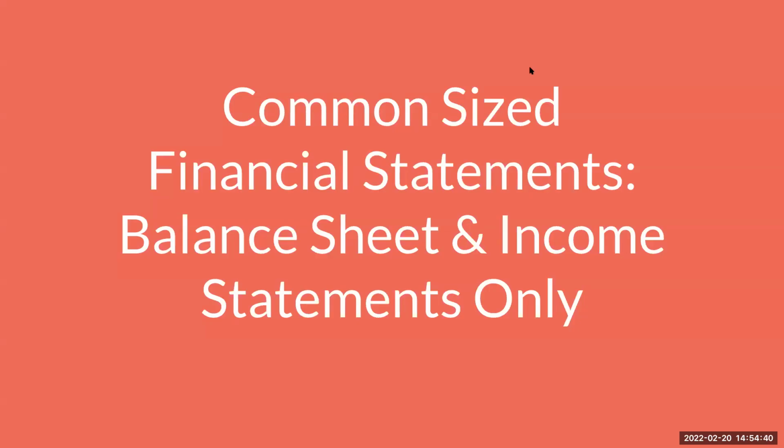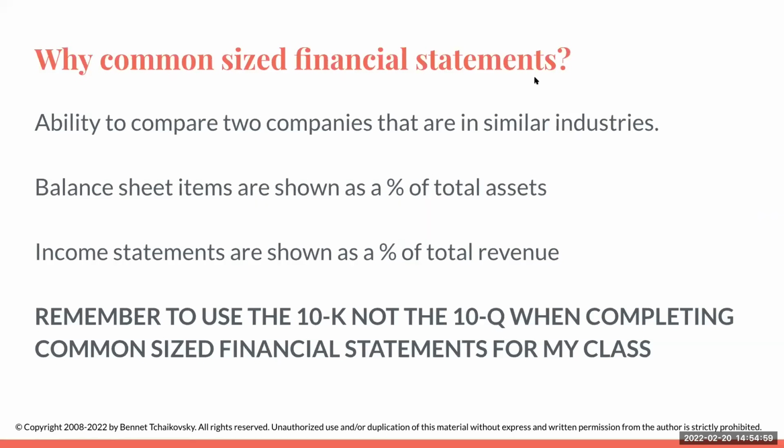So what we're going to be doing today is we've selected our company. We have been approved for our comparable company, or if you're doing this on your own, you just made one up. But now what we're going to go through and do is common sized financial statements. This is really for the balance sheet and the income statements only.